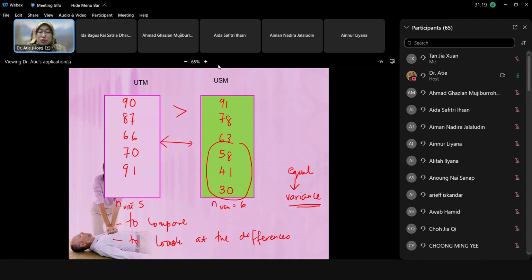So what I want you to do now, people, can you please find the mean for UTM scores, and the mean for USM, right? Can you find the mean? So tell me. What is the mean?